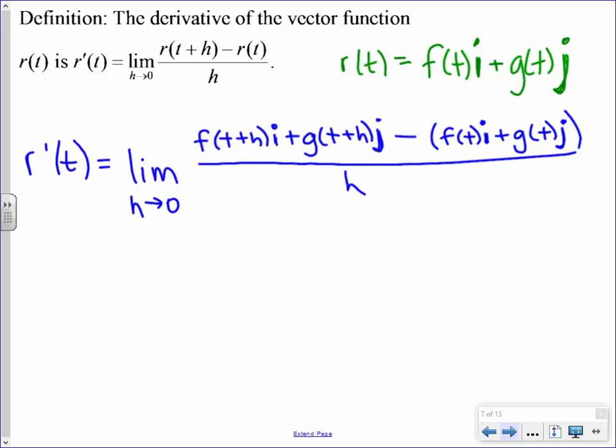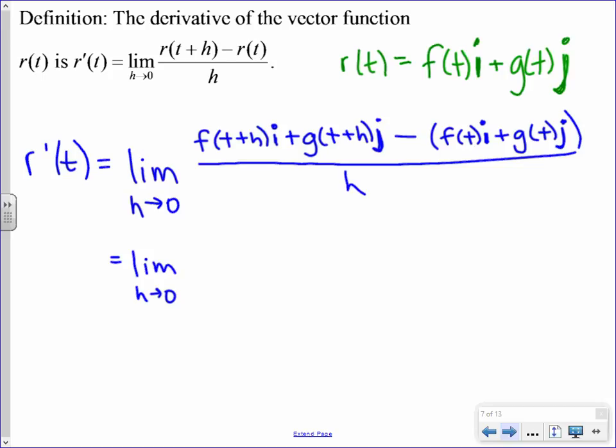Would it be a touch easier to put it in the component form? No. Well, we're going to write them with i's and j's. Okay? That's essentially what we're going to get at here.